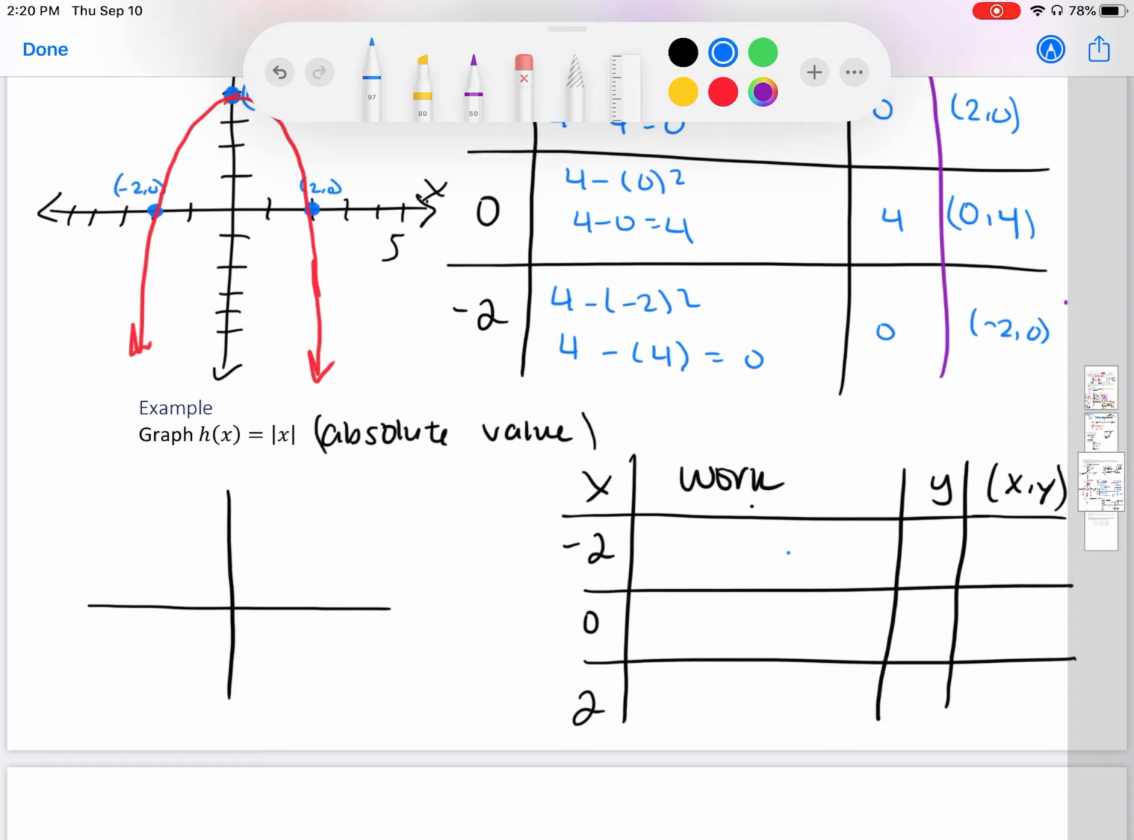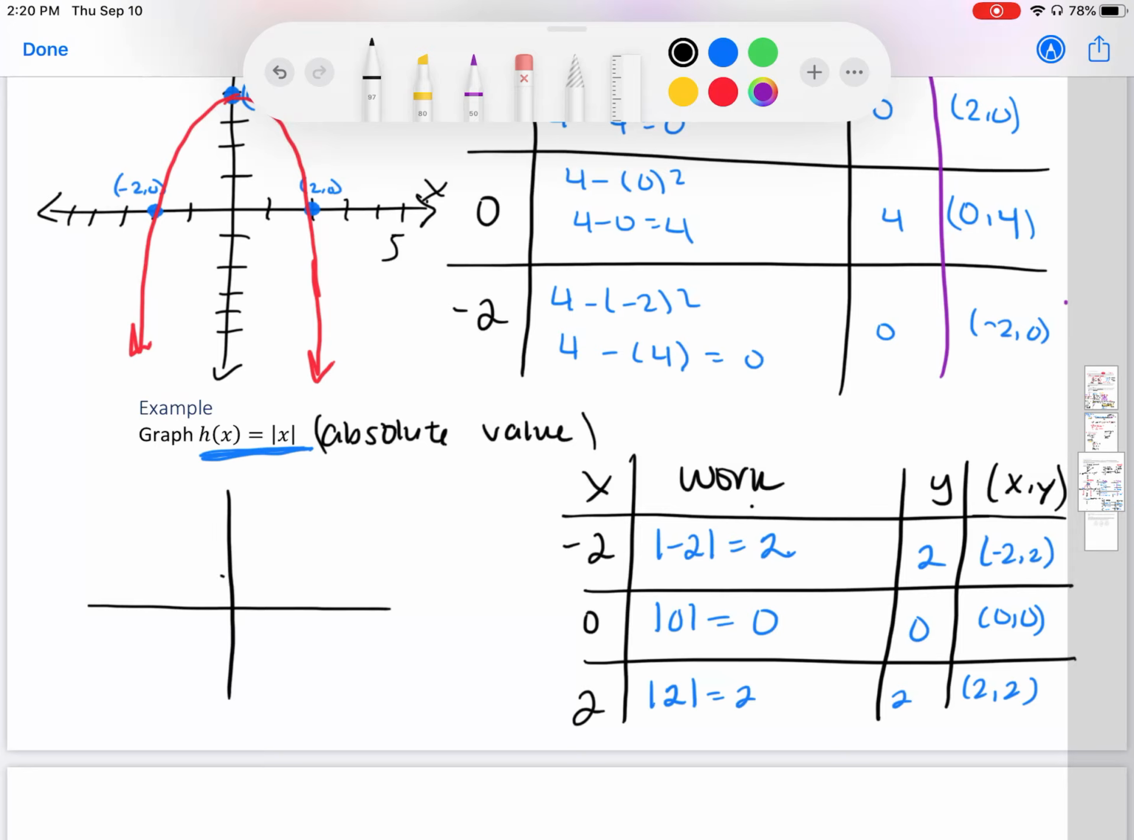Okay, let's work this out. So we're saying we're going to plug in x and take the absolute value. So if I take the absolute value of -2, my answer is 2. If I plug in a 0, the absolute value of 0 gives us 0. If I plug in a 2, the absolute value of 2 is 2. So (2, 2).